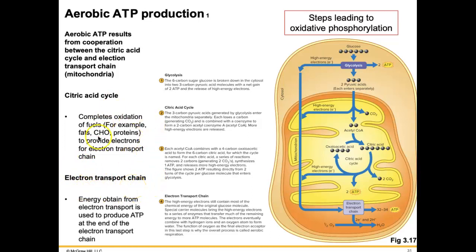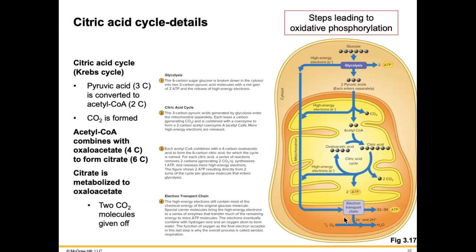All in all, the main goal of the citric acid cycle is to complete oxidation of acetyl-CoA, meaning we're removing those electrons so we can use them again for the electron transport chain. This pathway is going to have energy obtained from electron transport so that we can utilize it to produce ATP at the end of the chain. So let's dive into more detail on both of these processes.